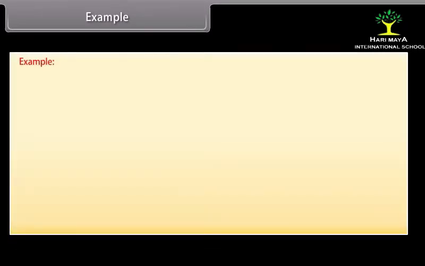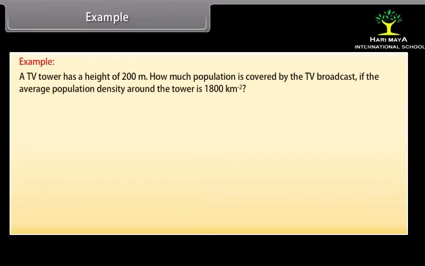Example: Let's take an example. A TV tower has a height of 200 meters. How much population is covered by the TV broadcast if the average population density around the tower is 1800 per km square? Given that the radius of the Earth is 6400 kilometers.